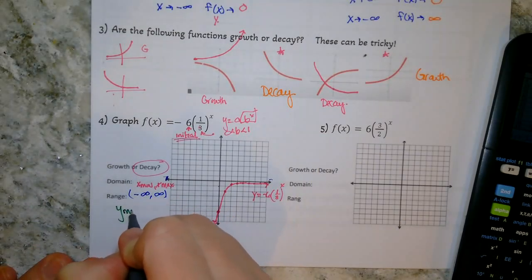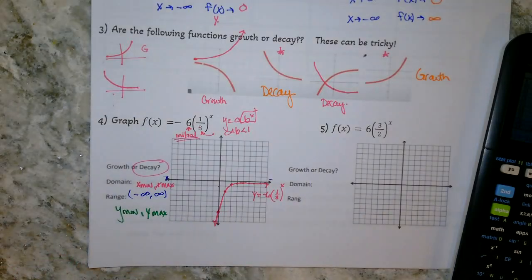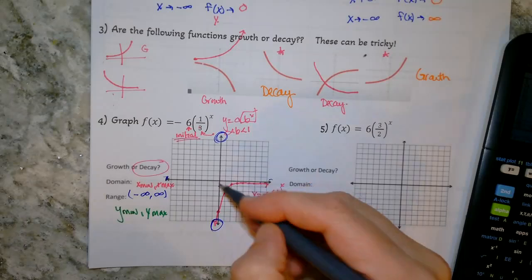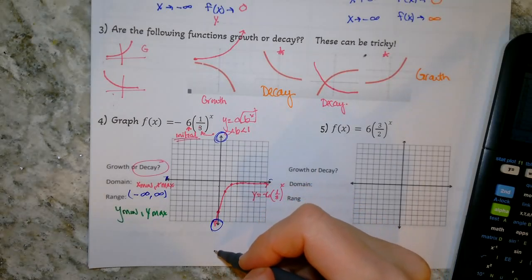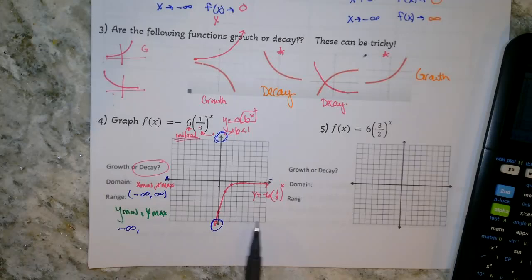My range is now y. Y min, comma, y max. Min, max, always in that order. Okay, so now I'm focused on the y-axis. This graph is going down forever, so it's heading towards negative infinity, the y values.